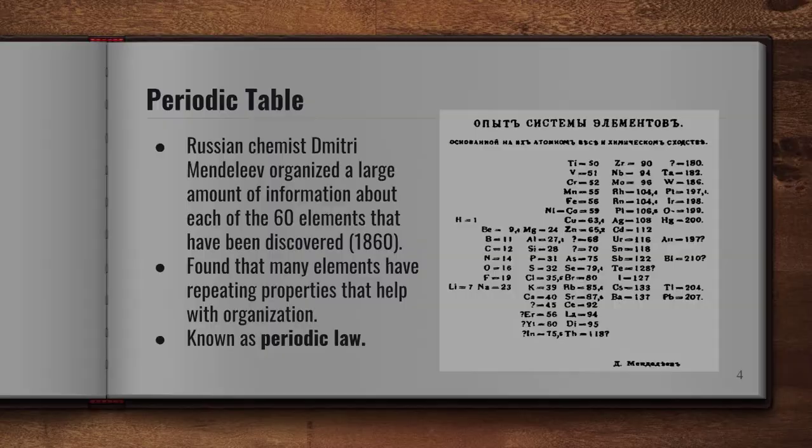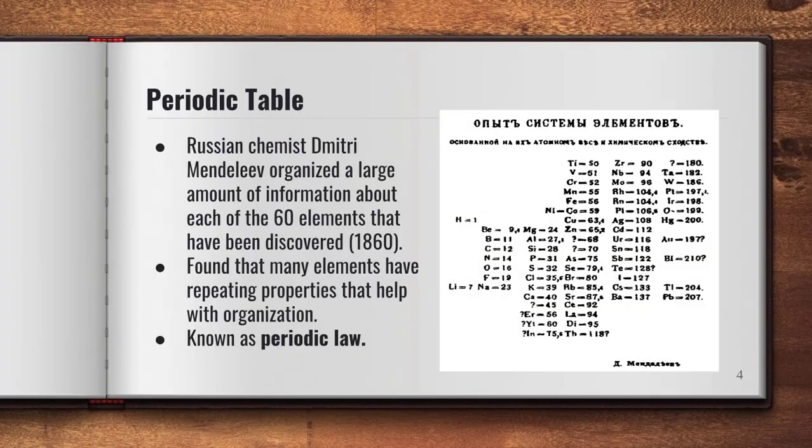So let's get started. On the right-hand side here, you have the very first periodic table of elements. A Russian chemist by the name of Dmitri Mendeleev organized a large amount of information about the 60 elements that had been discovered so far. He noticed several repeating trends, and that really helped out with the process of organization.